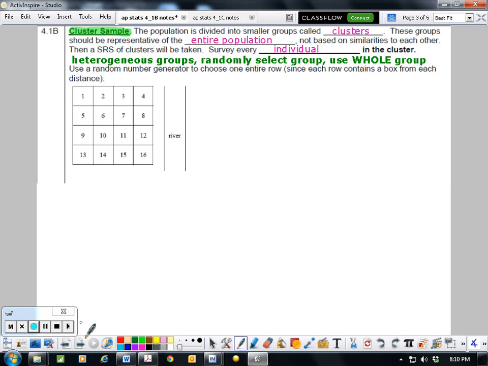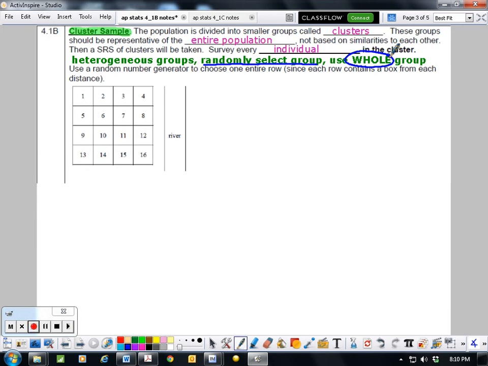And so this one's very different because you randomly select 1, 2, however many groups you need, but then you're surveying the whole group. So if you get to a point where you're trying to figure out, is it cluster, is it stratified, instead of looking at what type of groups you have, look at how you are sampling. Are you randomly picking a group and surveying the whole group? Or are you randomly picking from every single group? And those are the differences. Randomly picking from every single group is your stratified. Randomly picking a group and then interviewing the entire group, that's your cluster.